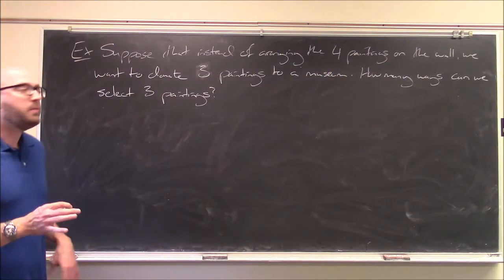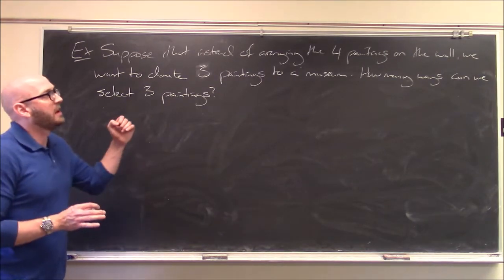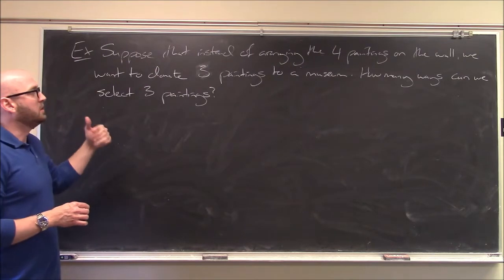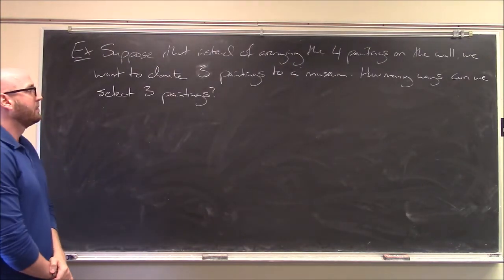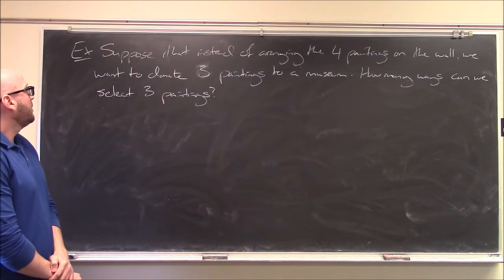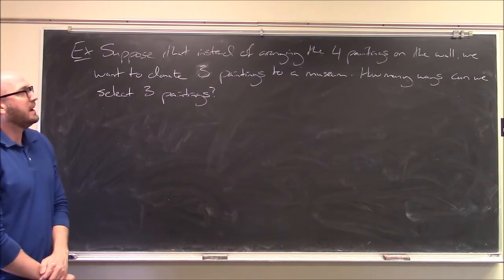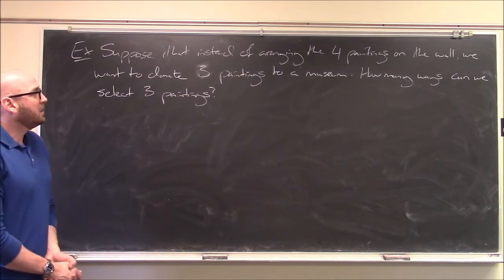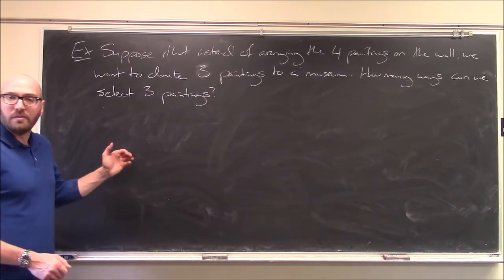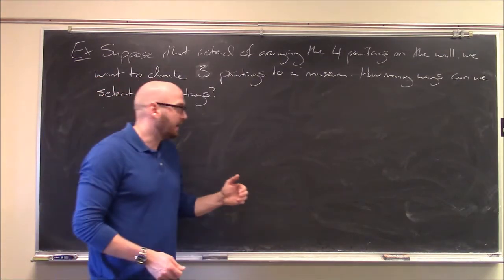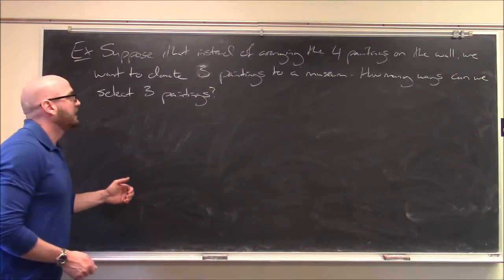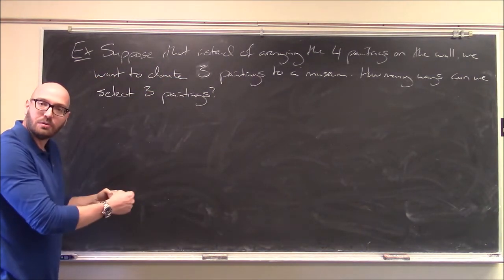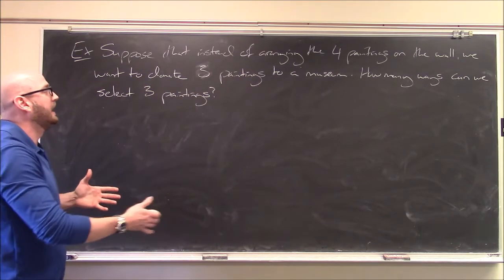We've got a slightly different problem now. So suppose that instead of arranging the 4 paintings on the wall, we want to donate 3 paintings to a museum. The question is, how many ways can we select 3 paintings from the 4? And what I want you to notice here is that order doesn't matter. It doesn't matter if I choose 3 paintings and I take a different permutation of the 3 paintings. That's not a different selection, right?